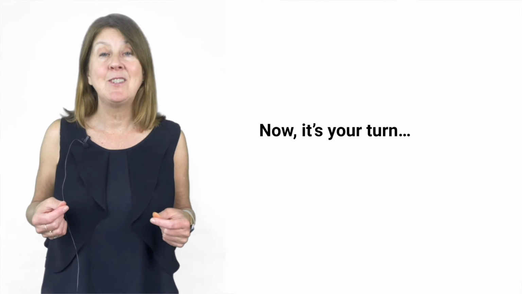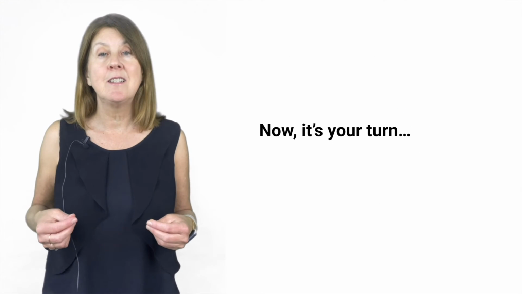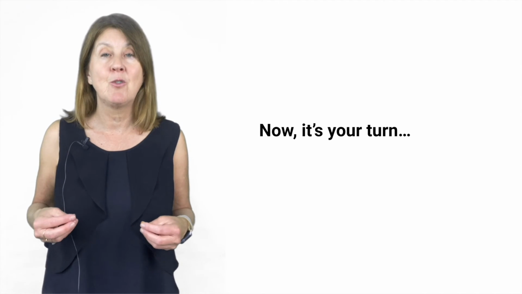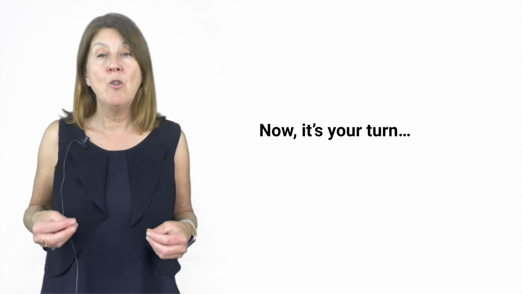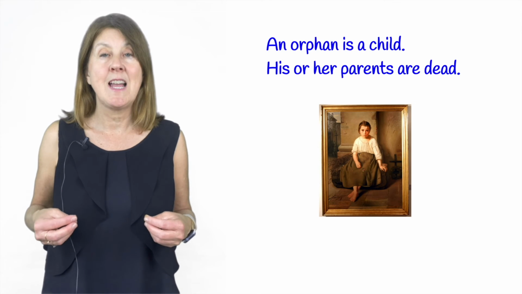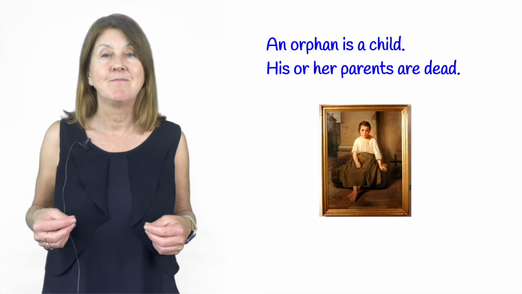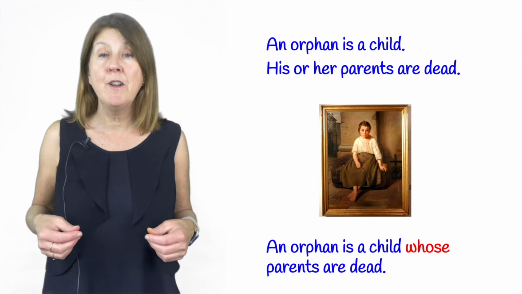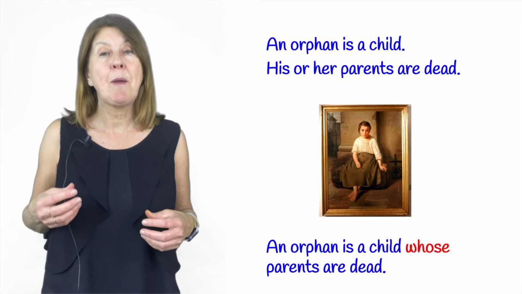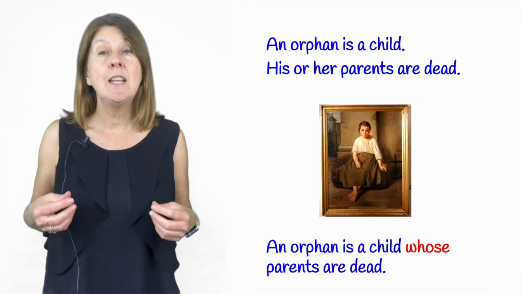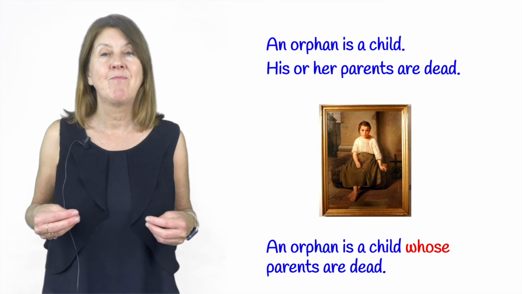Okay, so now it's your turn. Join the two sentences to make one sentence with whose and a relative clause. An orphan is a child and his or her parents are dead. This becomes an orphan is a child whose parents are dead. Remember, whose is usually used to refer to people.